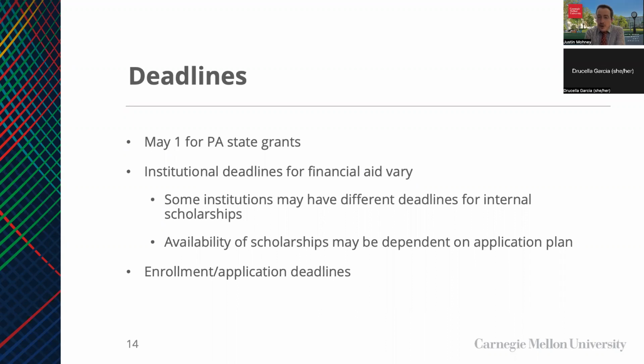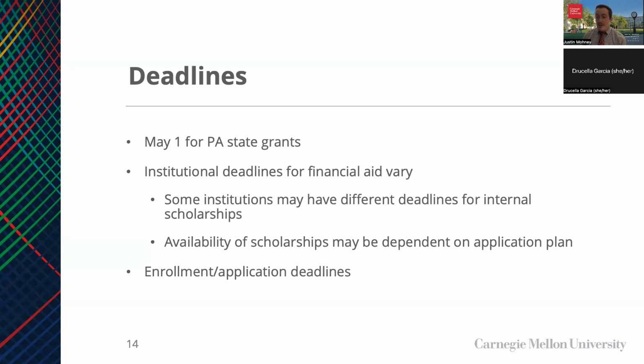Institutional deadlines will also vary from college to college or university to university. Here at Carnegie Mellon, we have a soft deadline of February 15th. I call this a soft deadline because if you apply on March 1st, you'll qualify for the exact same amount of money that you would have qualified for on February 1st. The well does not run dry. However, it will delay notification of your financial aid eligibility.